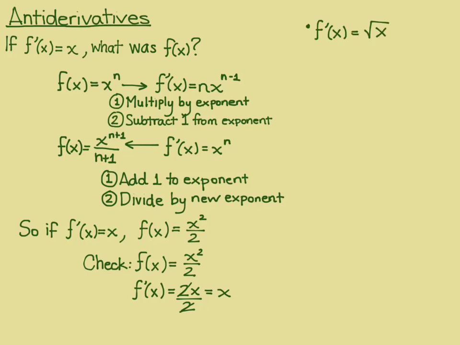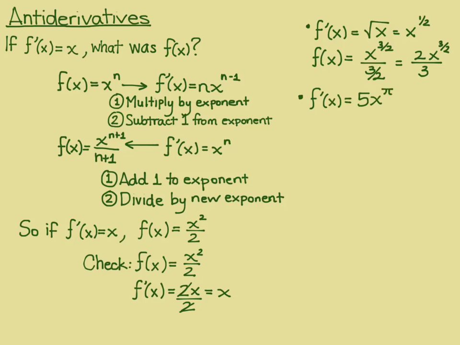Let's try some other problems. So if f prime of x equals the square root of x, remember that's the same thing as x to the 1/2. So we add 1 to the exponent, and we get x to the 3/2 divided by 3/2. So that's our antiderivative. We can simplify this to 2 times x to the 3/2 over 3.